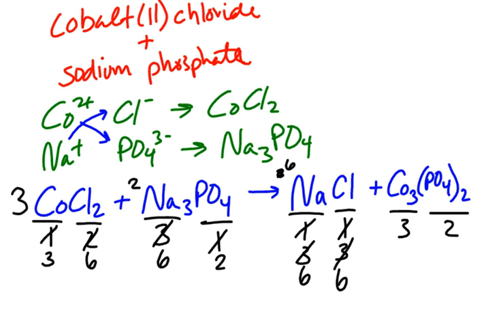Okay, so let's take a look. 3 cobalts on that side, 3 cobalts on that side. 6 chlorides on that side, 6 chlorides on that side, 6 sodiums on that side, 6 sodiums on that side, 2 phosphates, and 2 phosphates.